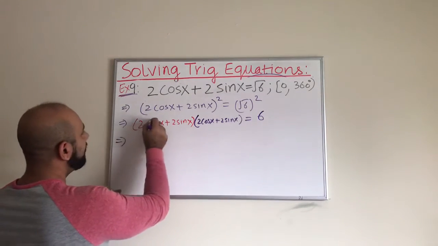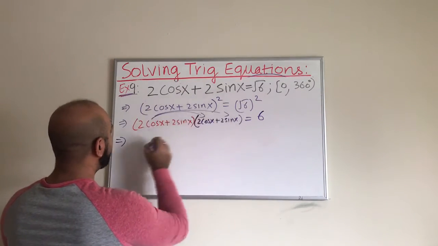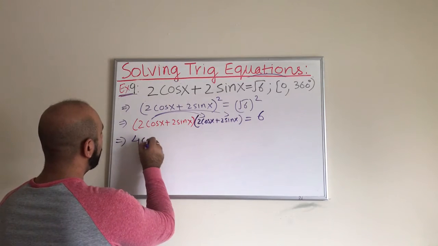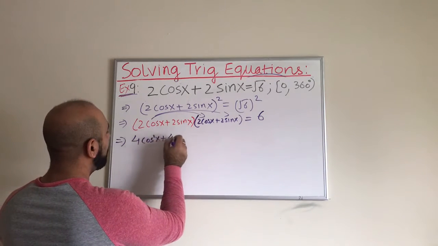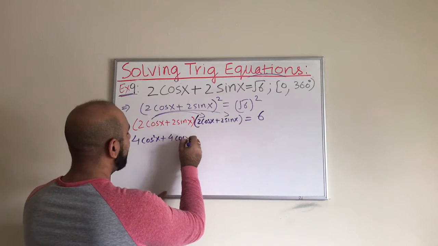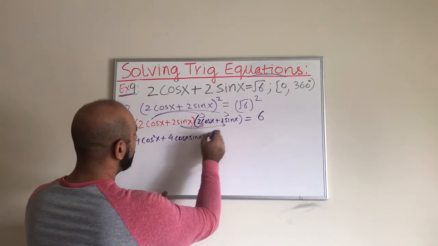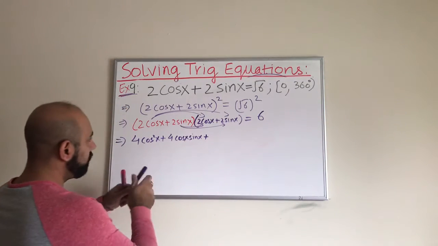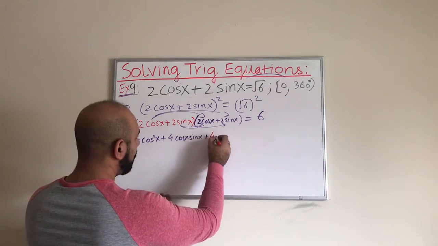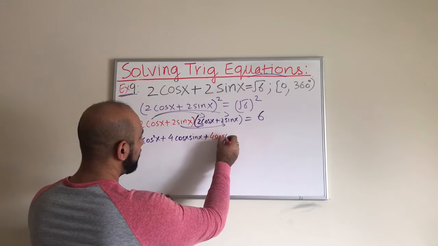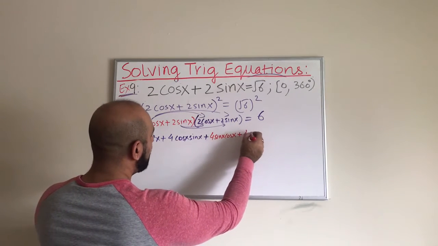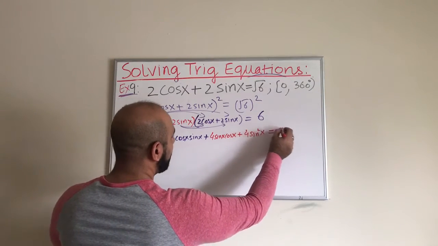So on the left hand side, you just distribute this whole thing, and I'm quickly going to write it: 4 cosine square x, then 4 cosine x sine x, and then I also have this 2 and this term, so then there is going to be plus 4 sine x cosine x, and then I have 4 sine square x, still equal to 6.